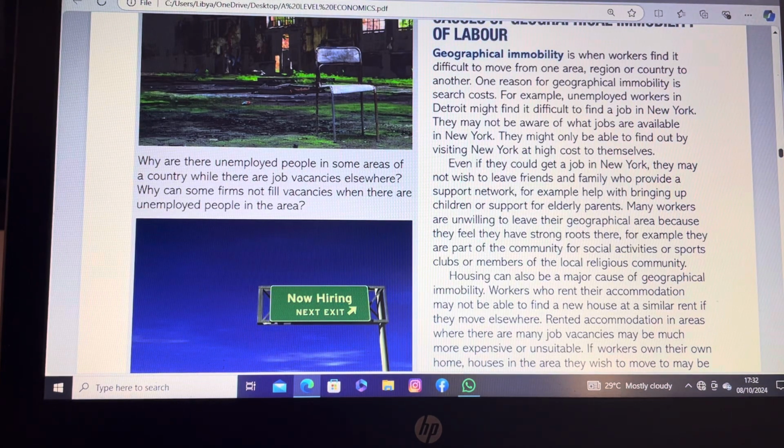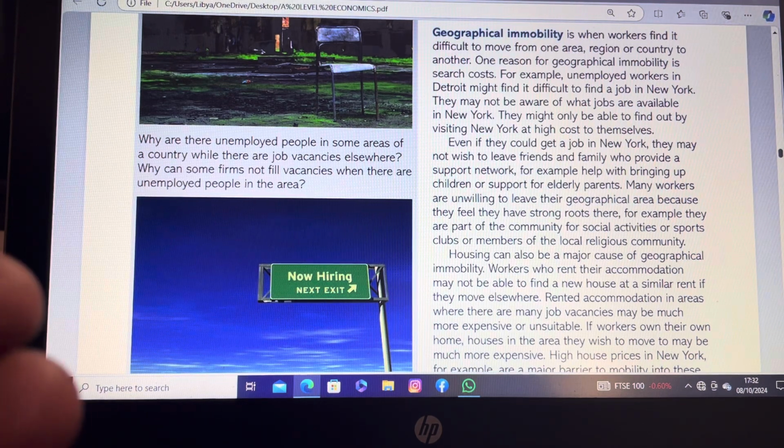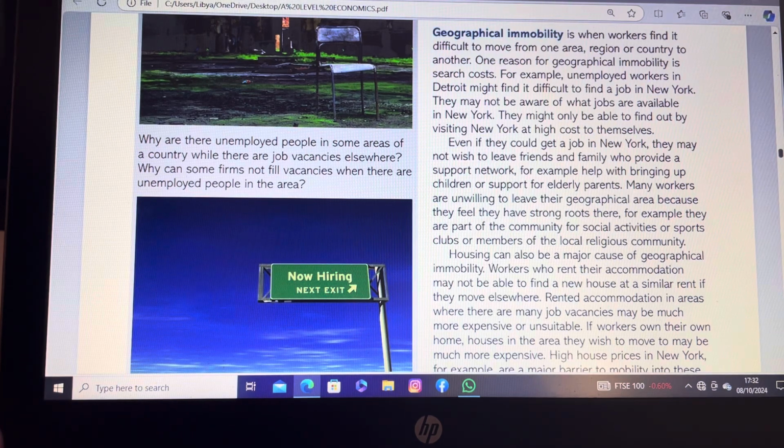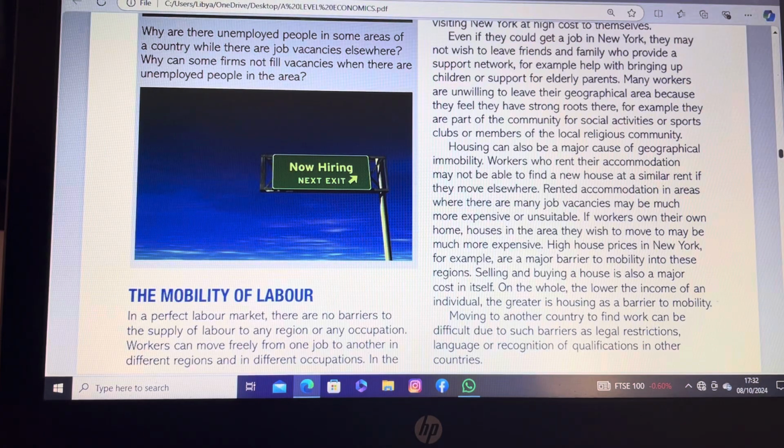Another factor that can make labor not to move from one part to another is housing. They say housing can also be a major cause of geographical immobility. Workers who rent their accommodation may not be able to find a new house in a particular area. So if you are already settled in a particular region, it's difficult for you to move to another region because there you need to rent a house, you need to put your things in order. So the inability to get housing or accommodation in different regions may be another reason why workers find it difficult to move from one geographical region to another in search for jobs.